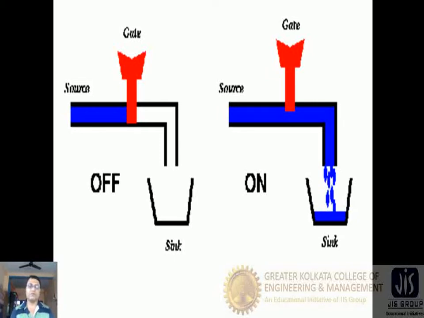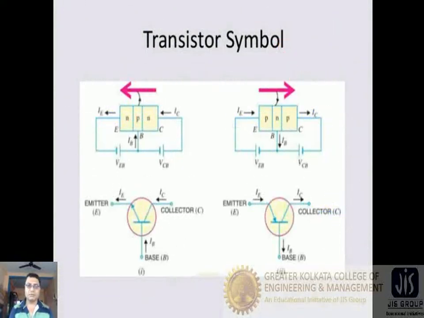So whenever we use a tap, we can think of a transistor. Both are pretty much similar. These are the symbols of the transistor. There are two types of transistor: one is PNP, another is NPN. Here we can see both transistors.